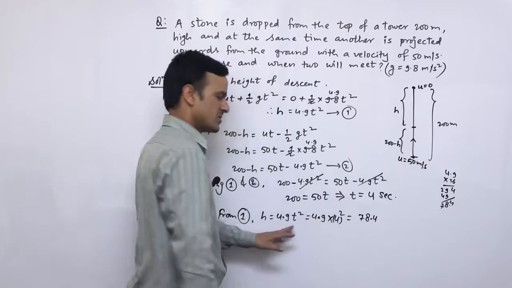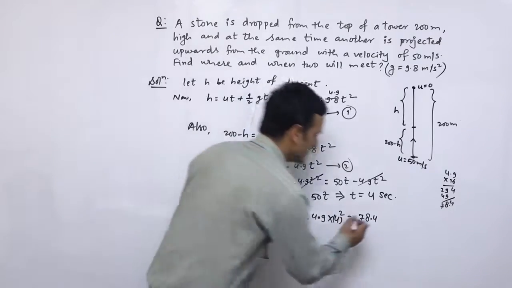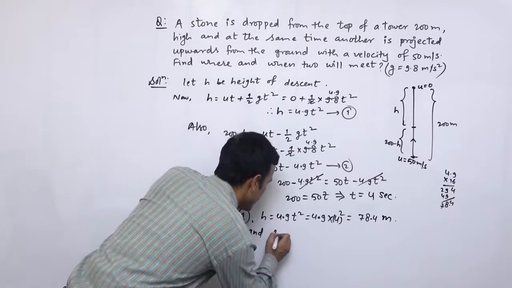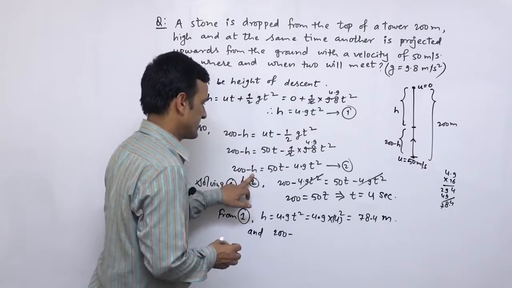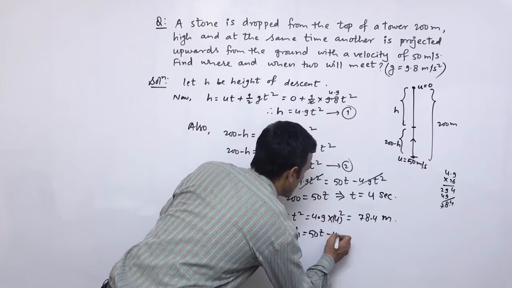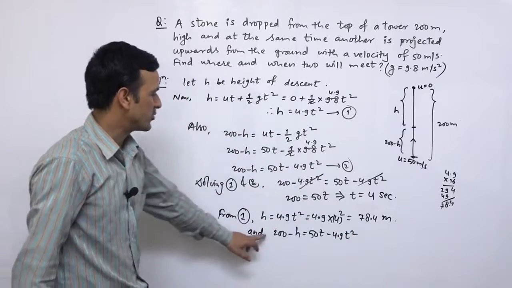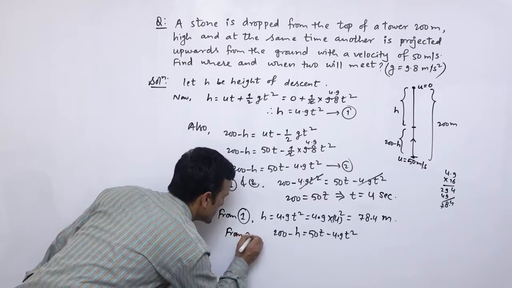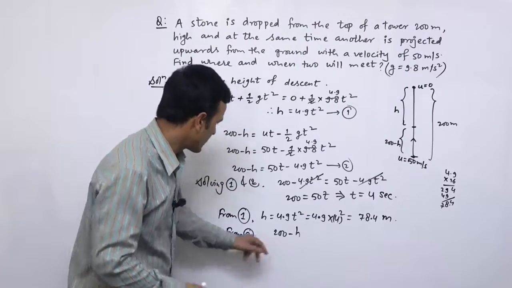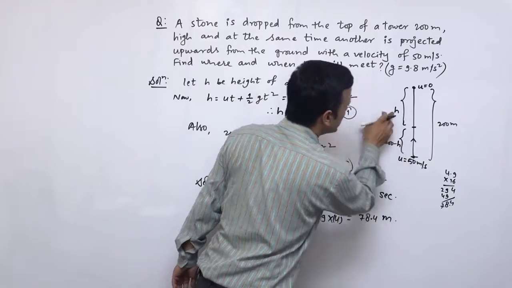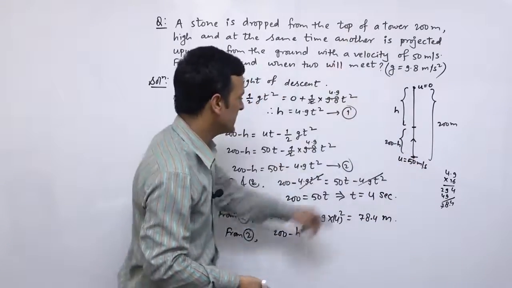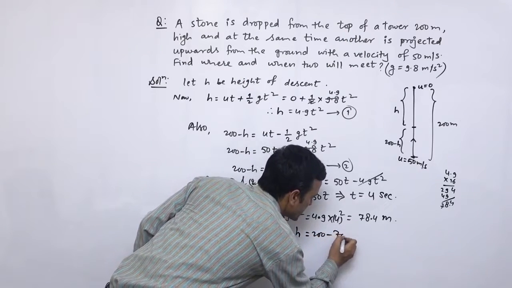So it is 78.4 from the top, this 78.4 meters has dropped. And if we put it in the ground equation, 200 minus h is equal to 50t minus 4.9 t square, from equation 2, 200 minus h means 200 minus 78.4. Now this value is substituted over here, 200 minus h. When we find h, we get how far from the top it has dropped, and putting the value of h here gives how far up from the bottom. So 200 minus h means 78.4.